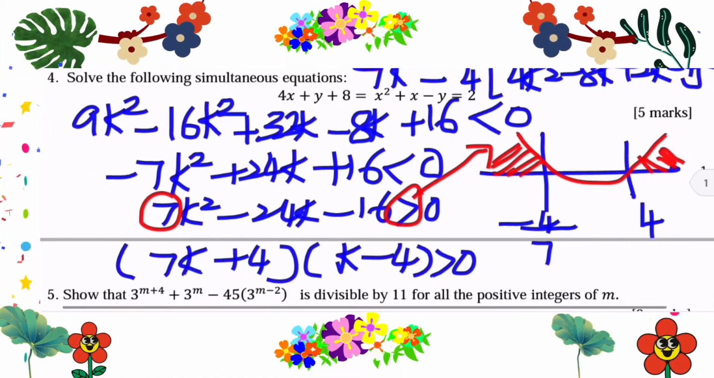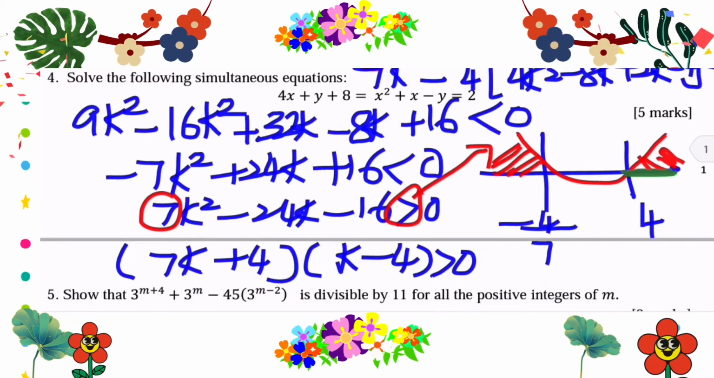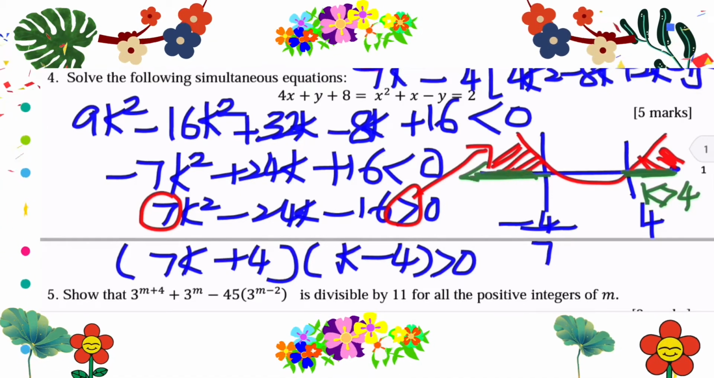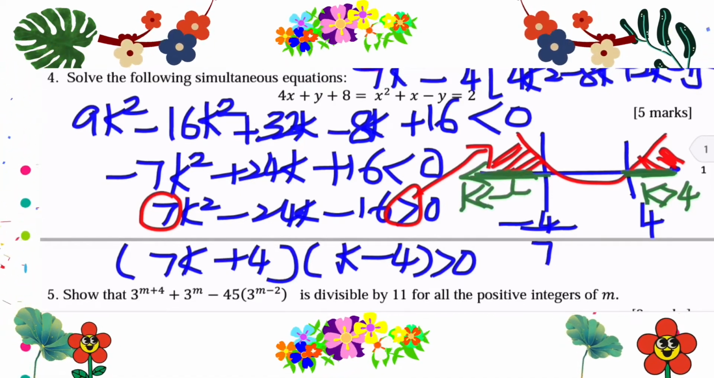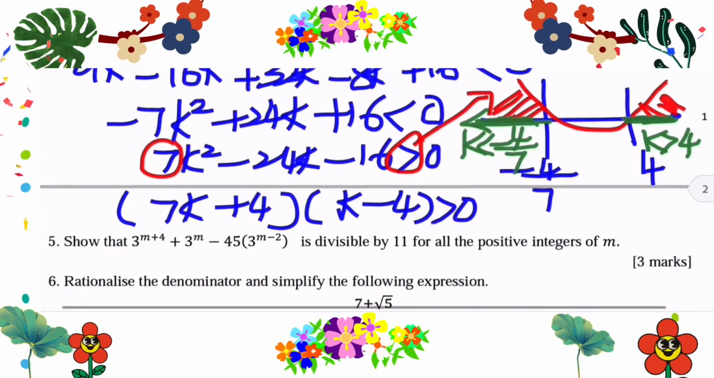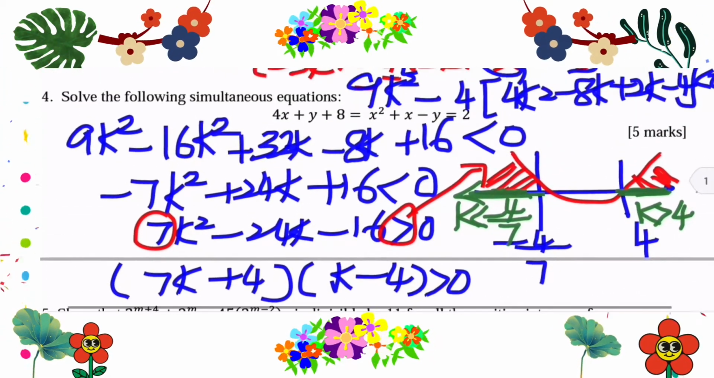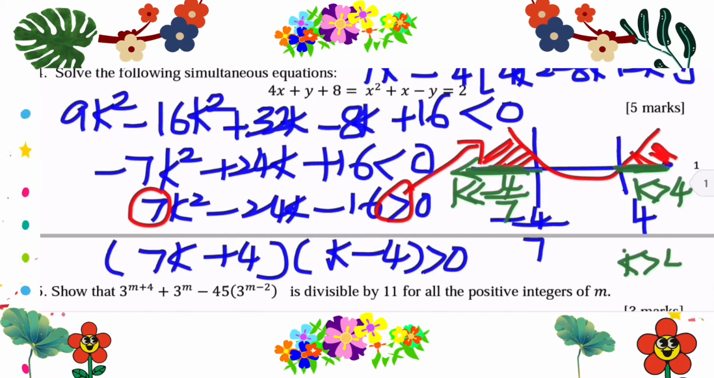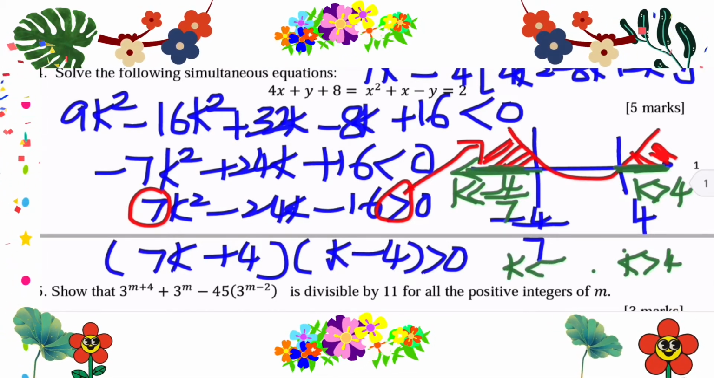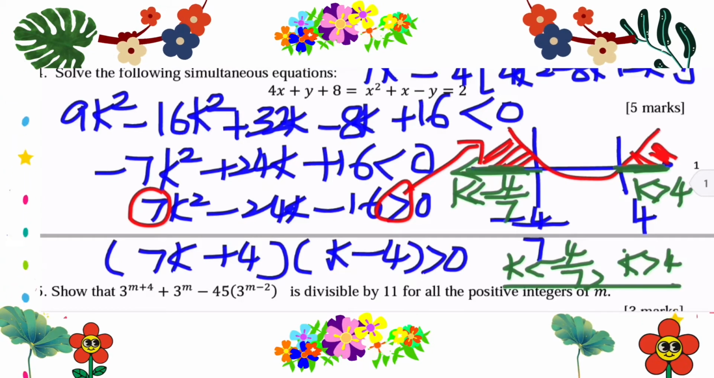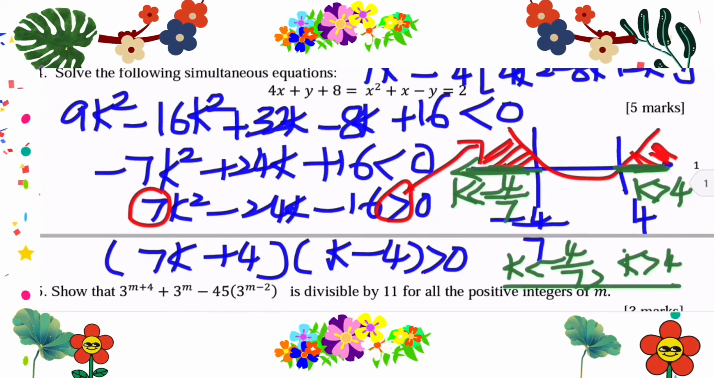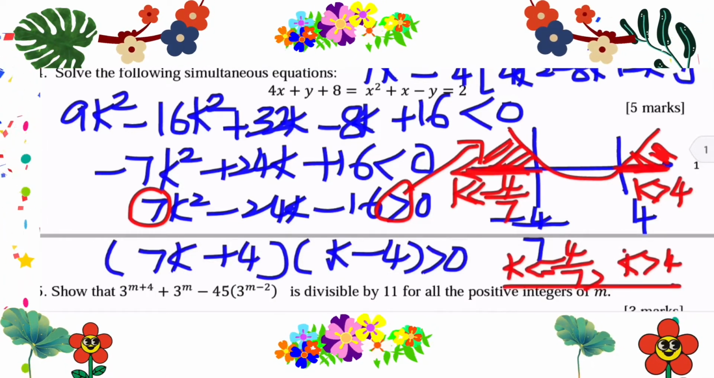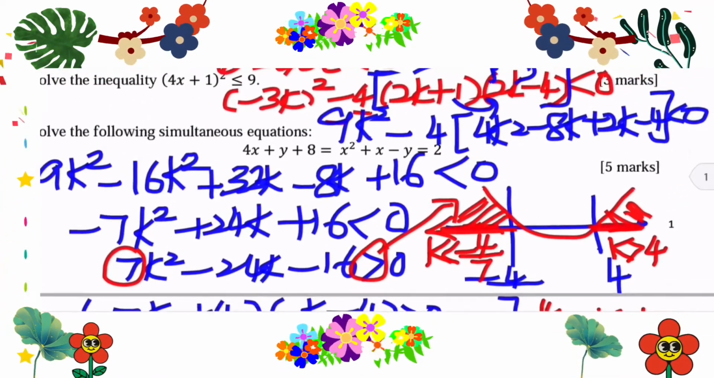So after you sketch, because the quadratic function is positive, more than 0, we shade the region which is more than 0, positive, above the x-axis, and then we will highlight the range of k. It's not x, it's k. So k must be more than 4 because it's obviously to the right, and then the other side is k less than −4/7. So these are the range of values of k when the quadratic function is greater than 0.